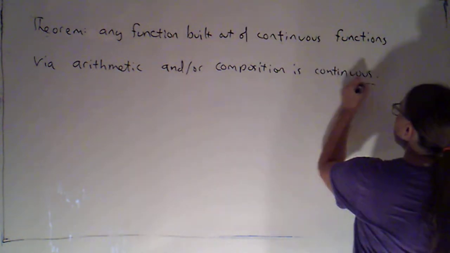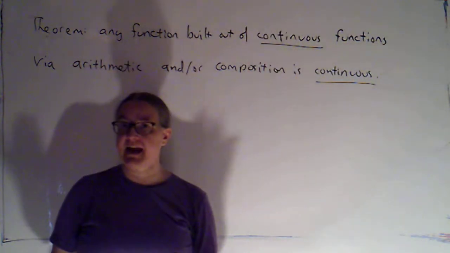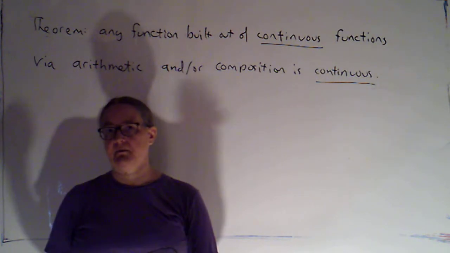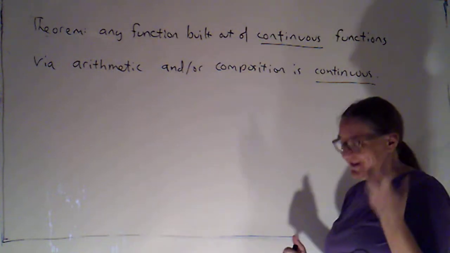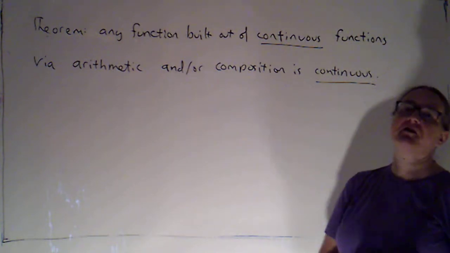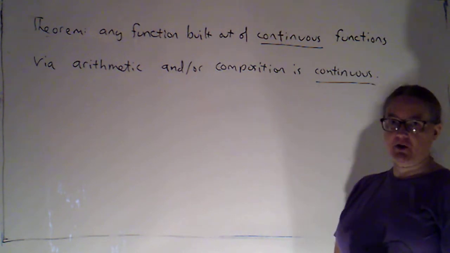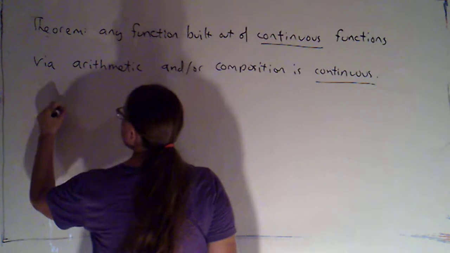And the general rule is if you see the word continuous used without any modification, it's understood to mean we're talking continuous on its domain. So if I build a function out of functions that are continuous on their domains, I am building a continuous function. I want to just work out an example.